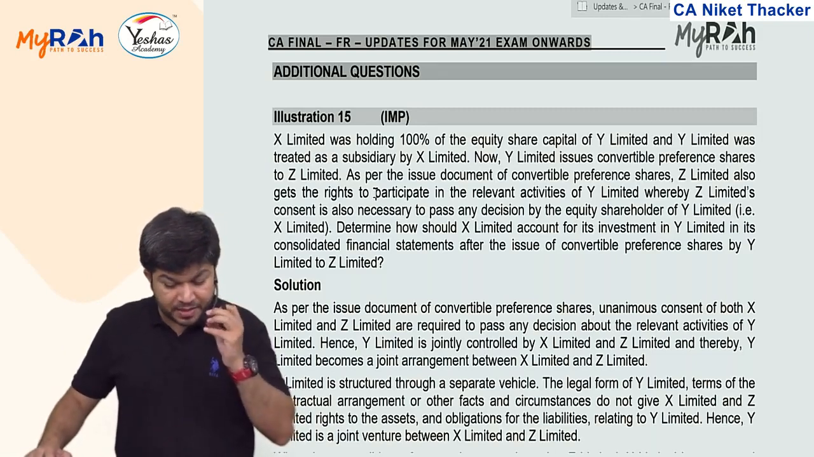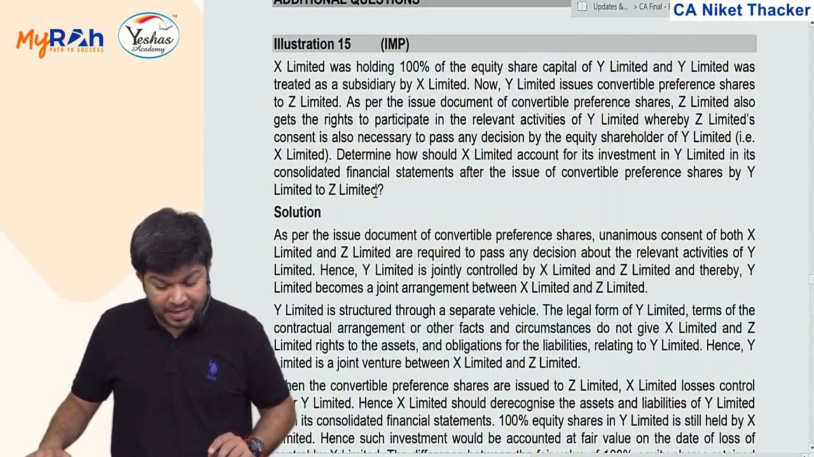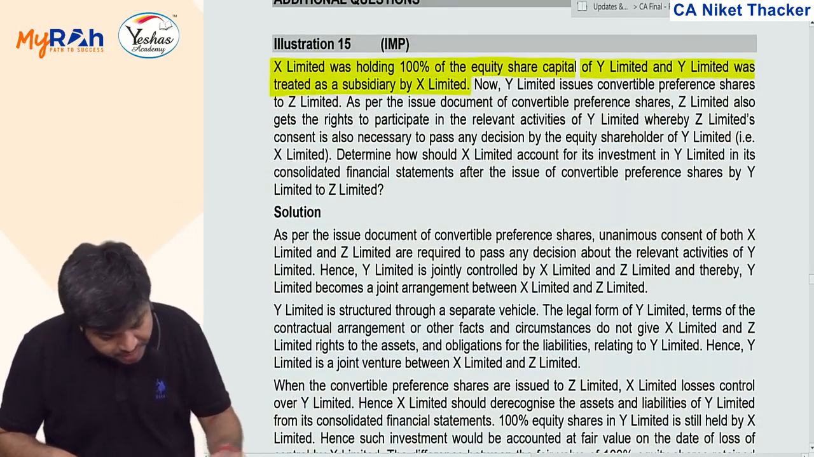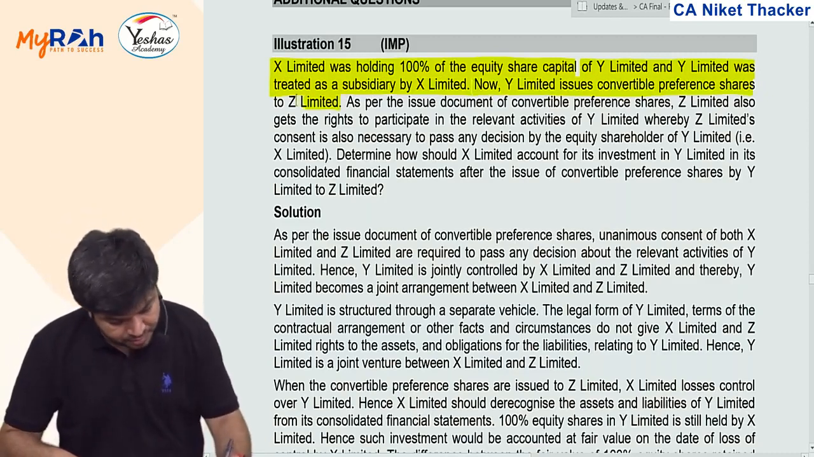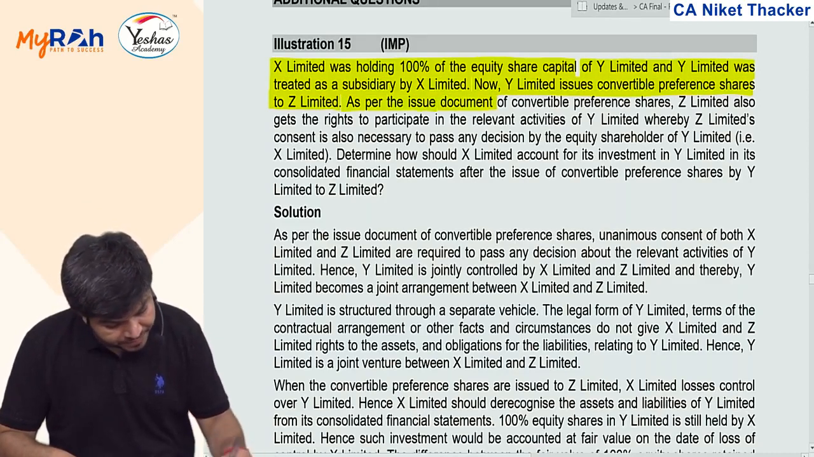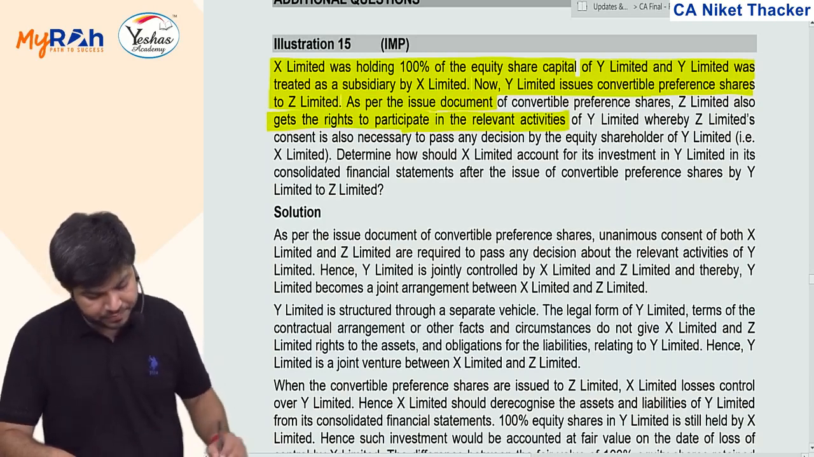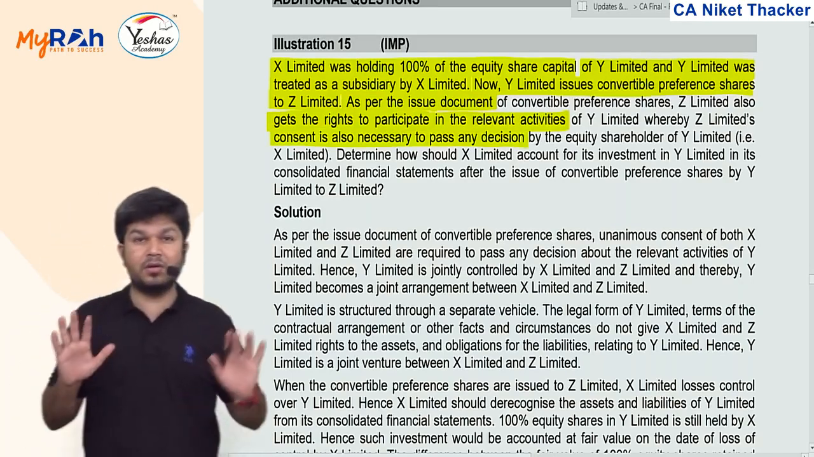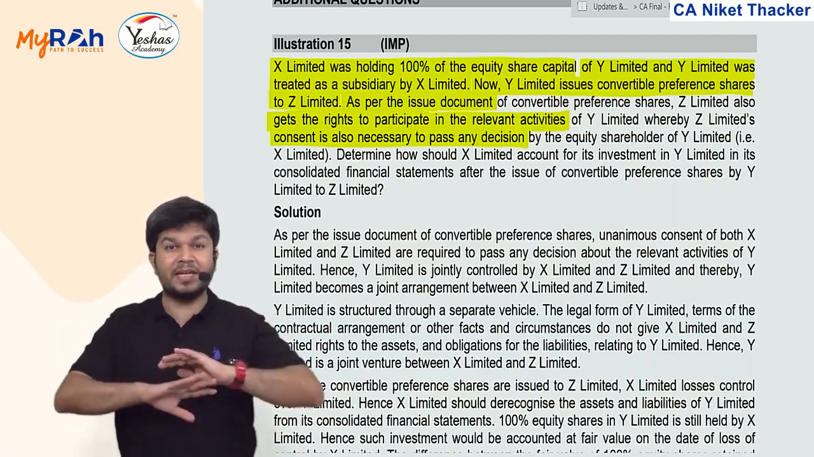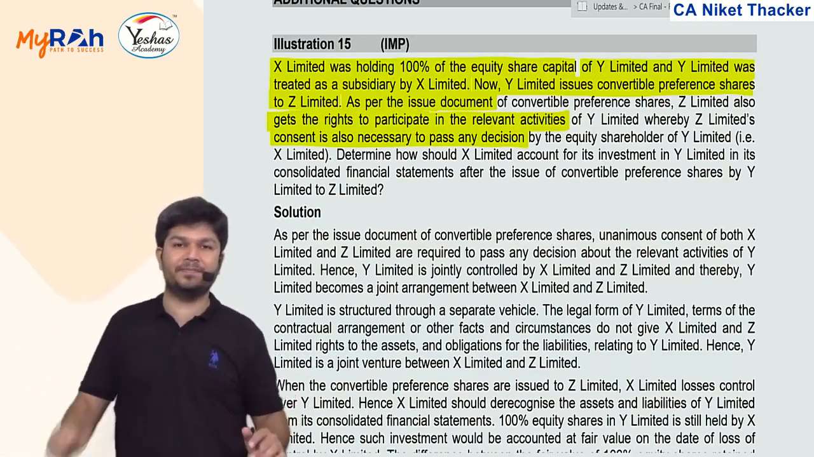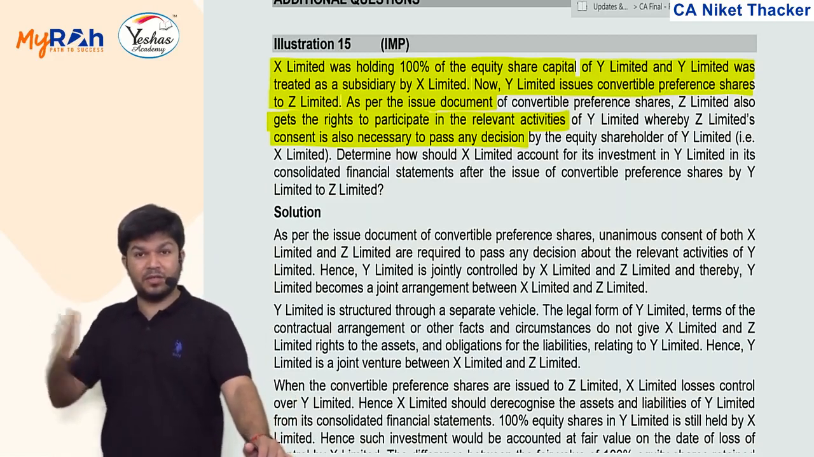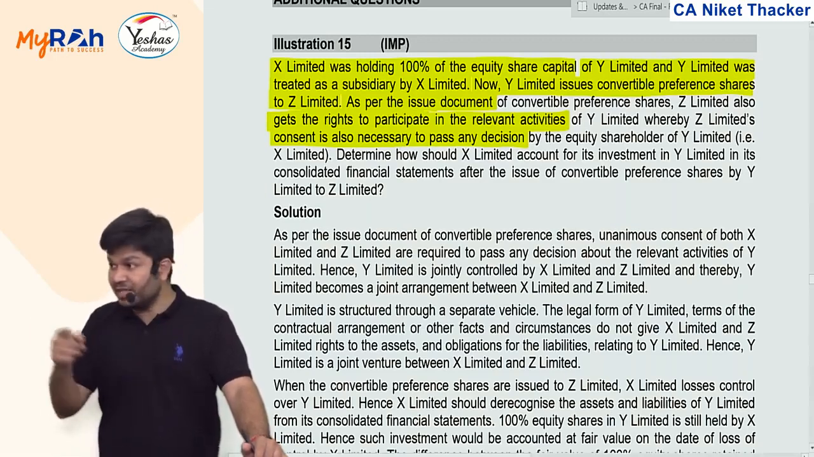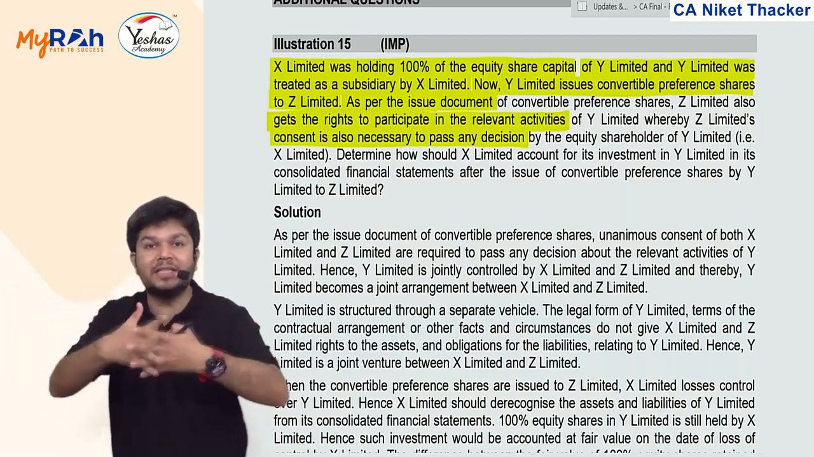Okay, X was holding 100% equity capital of Y, and Y was treated as a subsidiary. You hold 100% equity share capital of Y, you were treating it as subsidiary. Now Y issues convertible preference share. As per the issue document, they get a right to participate in relevant activities, and the consent is also necessary to pass decision. Earlier I used to hold 100%, I can take any decision. Now I need their consent as well. They issued convertible preference share, I need their consent. So I don't control unilaterally. Earlier I controlled alone. Now I need their consent.